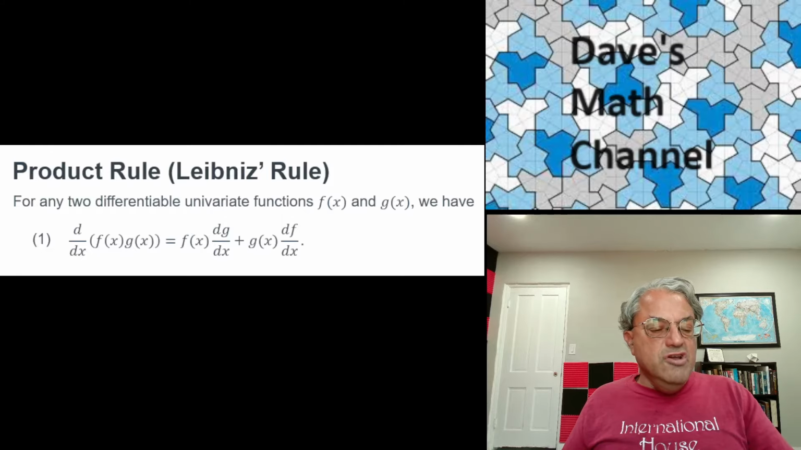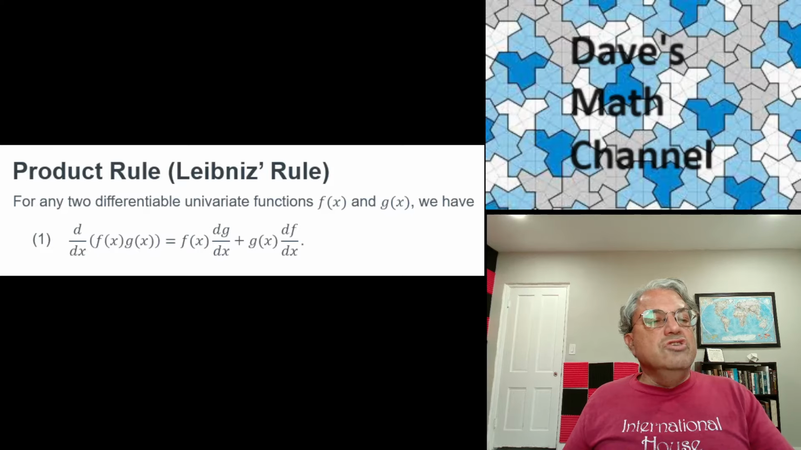It's named after the second inventor of calculus, Gottfried Leibniz, who invented calculus independently of Sir Isaac Newton, and used the notation we're using on this slide. So here's what it says.